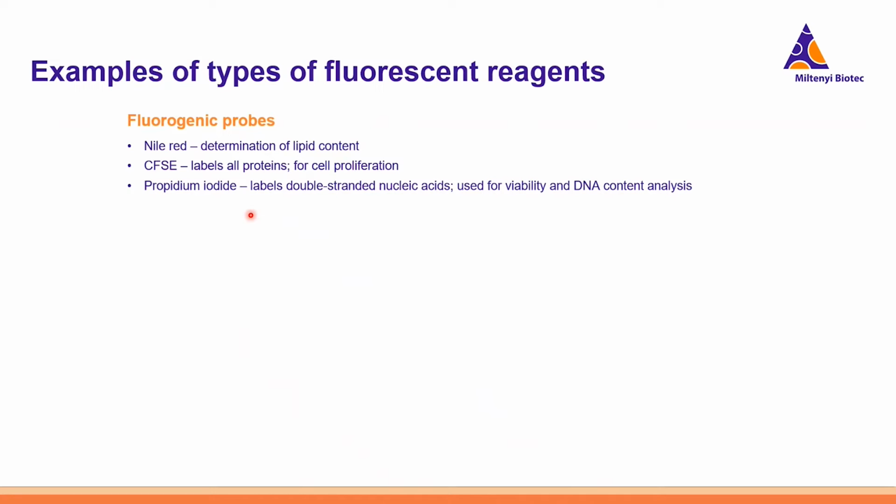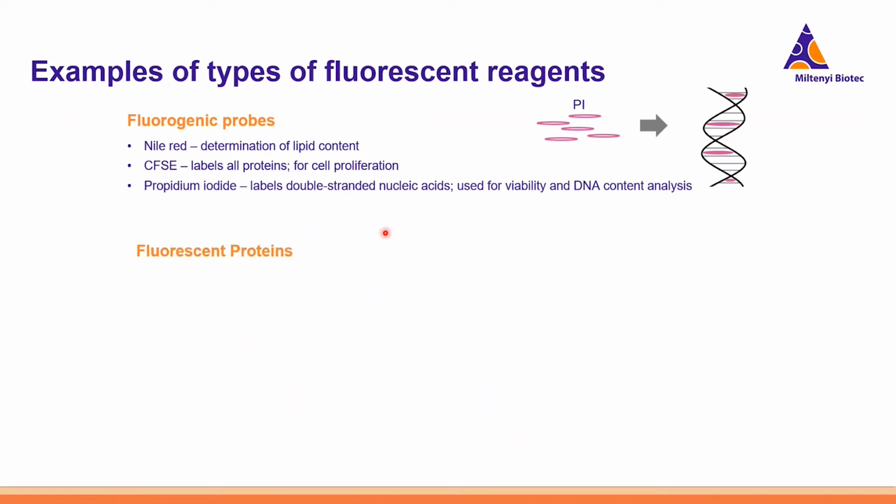And propidium iodide is a great reagent, and it labels double-stranded nucleic acids, and it's used for viability as well as DNA content analysis, such as cell cycle. And you can see how PI is going to go into this double helix here.